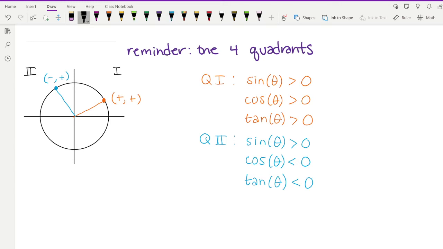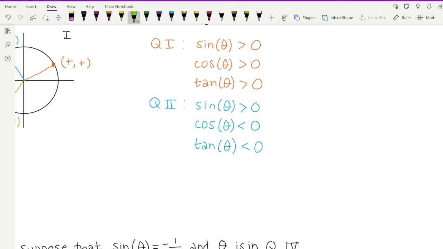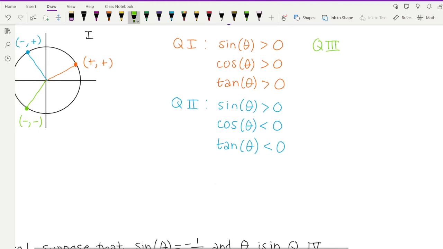Okay, what about quadrant 3? Well, if you are in quadrant 3, then maybe you have a terminal point that looks something like this. So in quadrant 3, both the x and the y coordinates are negative. And so if the x and y coordinates are both negative, that's going to tell us that both sine and cosine are negative.